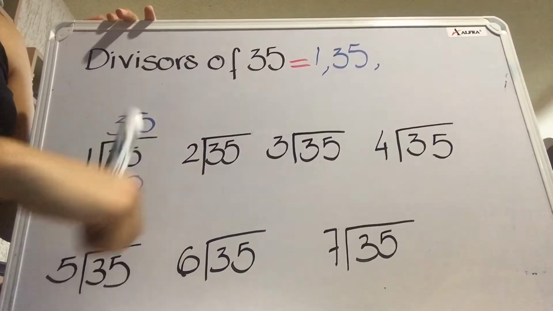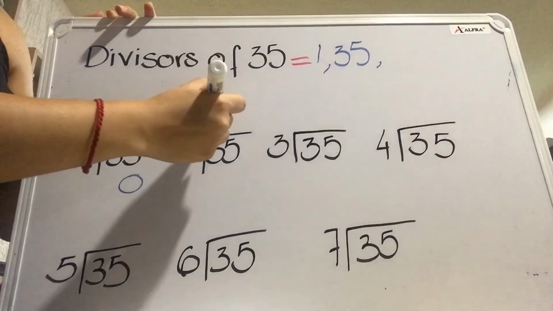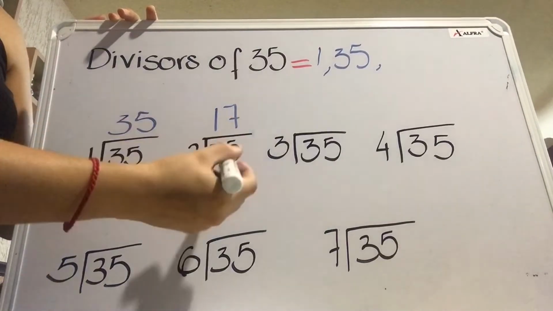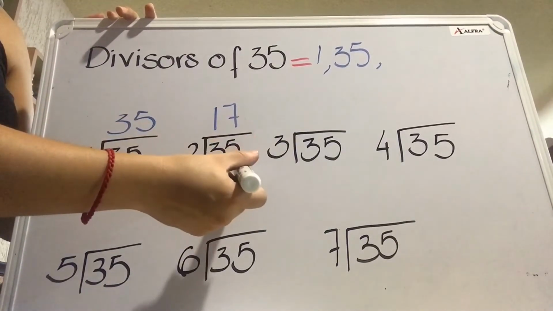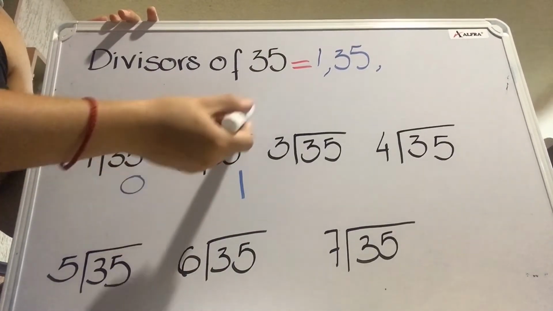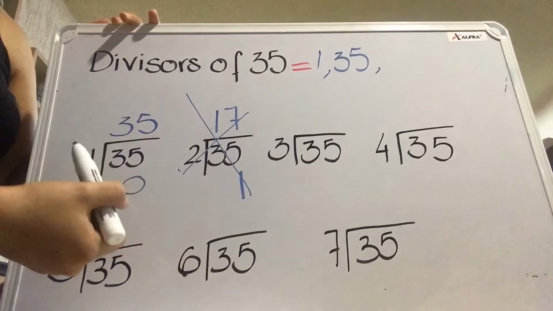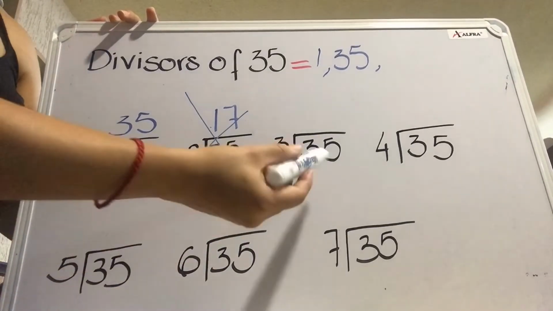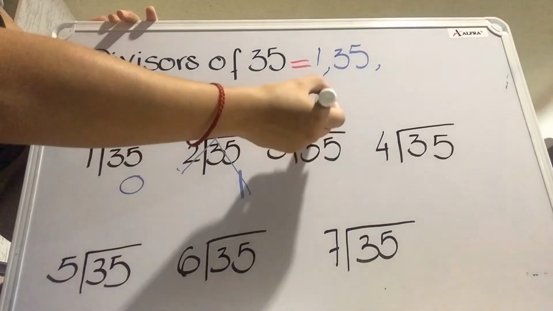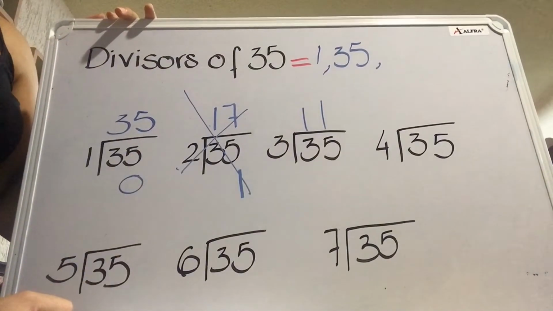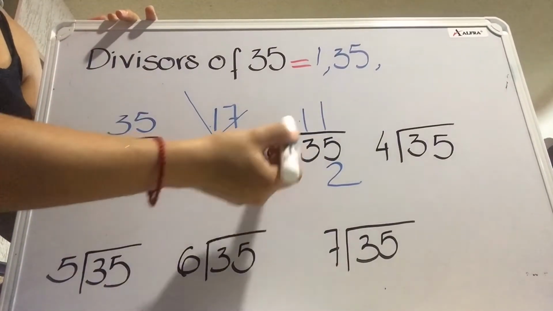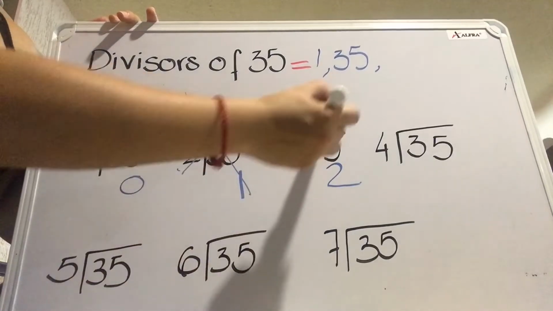35 divided by 2 equals 17. But it has 1 as a remainder. So it means that 17 and 2 are not divisors of 35. 35 divided by 3 equals 11. But I have a remainder of 2. So 3 and 11 are not divisors of 35.